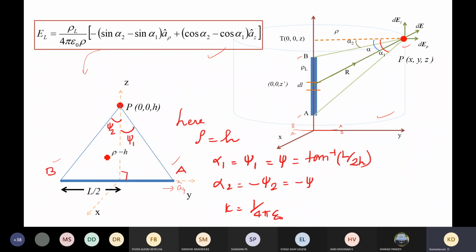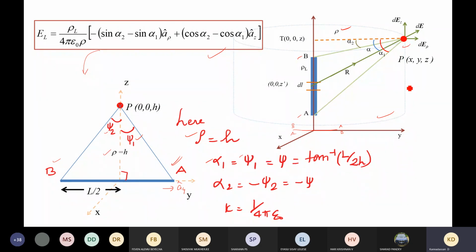Here, obviously, we easily understand that rho is equal to h. First we have to describe rho, so rho is equal to h is defined. Then we are going to map alpha 1 and alpha 2. For that we can take alpha 1 and alpha 2. Otherwise, here I have taken new angles, because a plus or minus difference will come. That is why. Since A is this particular point, I have taken psi 1 here and psi 2 here.